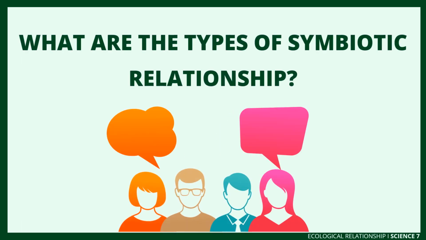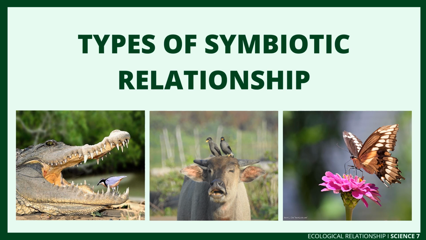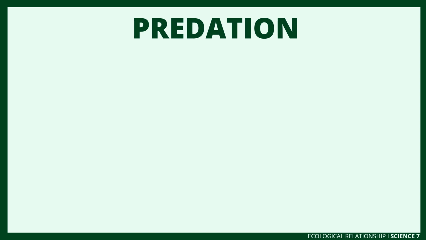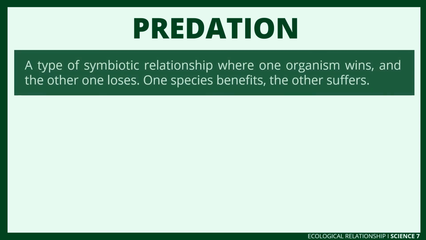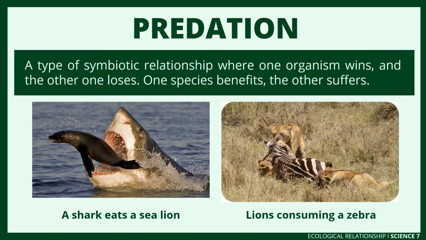Now, let's identify the different types of symbiotic relationship. First is predation. This type of symbiotic relationship involves predator and prey association. The predator is the one that benefits while the prey is consumed. Examples of this are a shark eating a sea lion and a lion consuming a zebra.